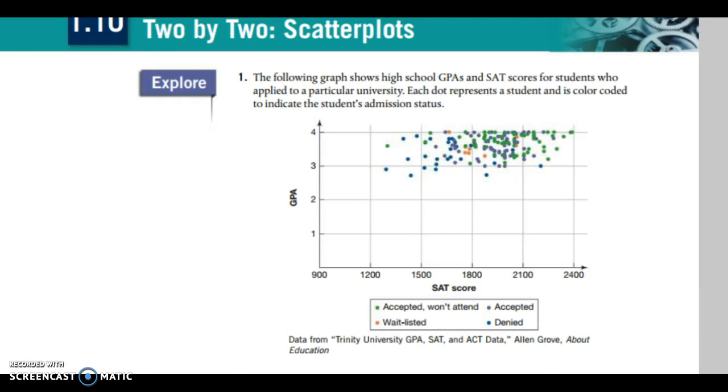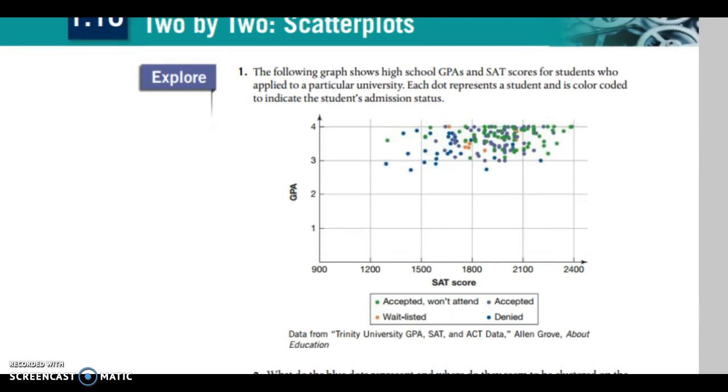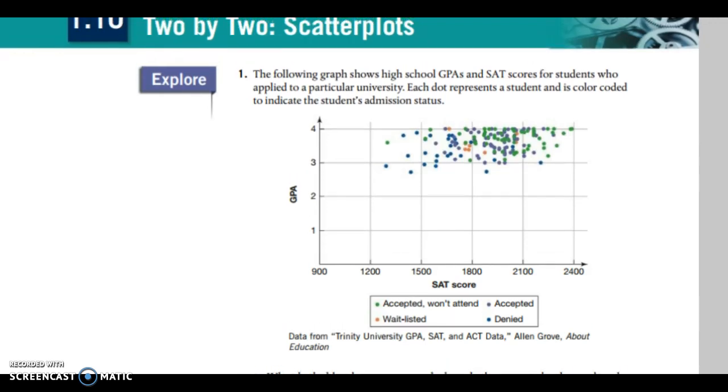All right, so what do the blue dots represent, and where do they seem to cluster on the graph? So it looks like those are the students that were denied for admission. And so where do they tend to be? If you look at the graph, they're kind of in the lower left corner, which makes sense because they had probably, if they're over here, lower GPAs and lower SAT scores.